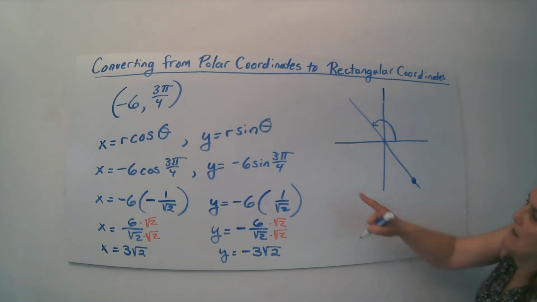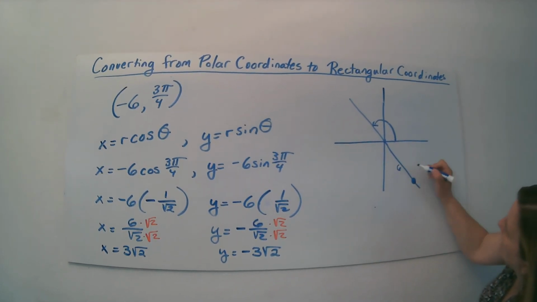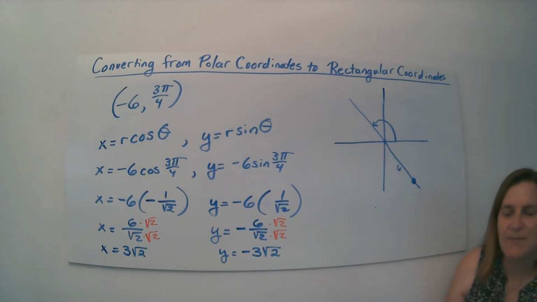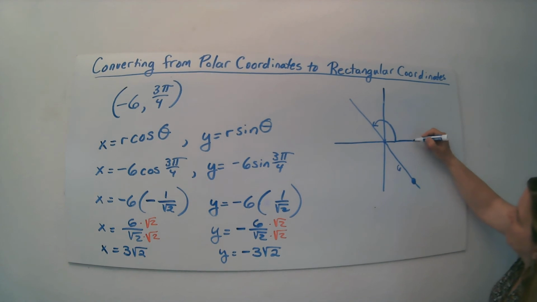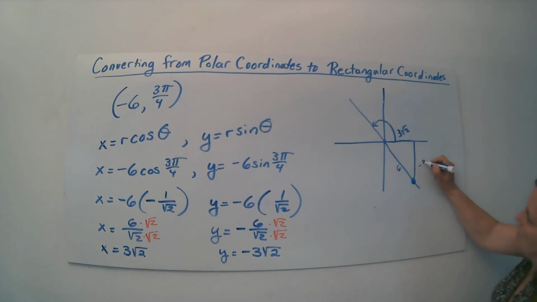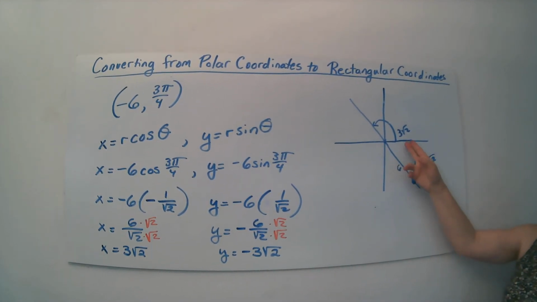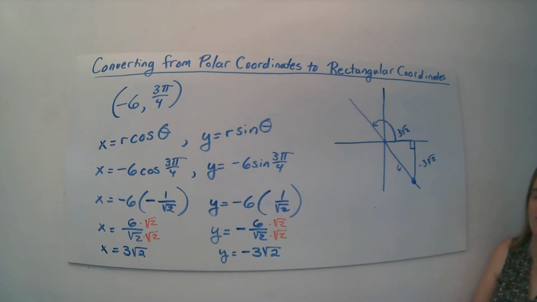with this distance from the origin to the point being 6. And what we have just found is that the x-coordinate is a positive 3 square root of 2, and the y value is a negative 3 square root of 2, and you could confirm that that is correct because we have an isosceles right triangle here in the fourth quadrant. Let's do one more problem.